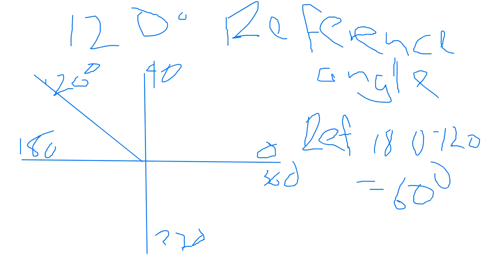Now, once I have found my reference angle to be 60 degrees, I can find any trig ratio. That is all they mean when they say without using a calculator, find the reference angle. Is that clear? Any questions on how to find a reference angle? Please, any questions?